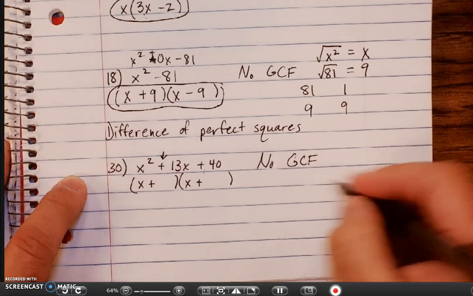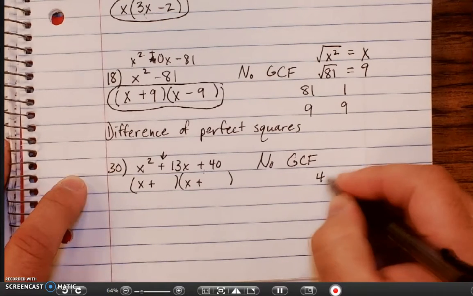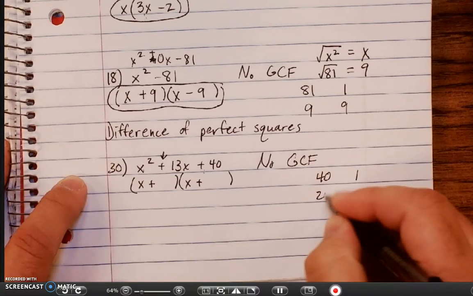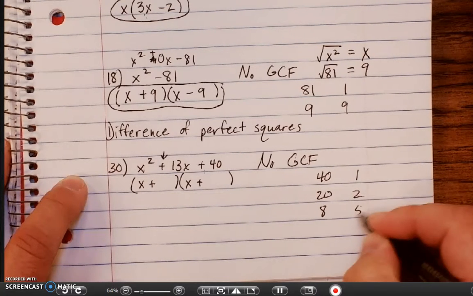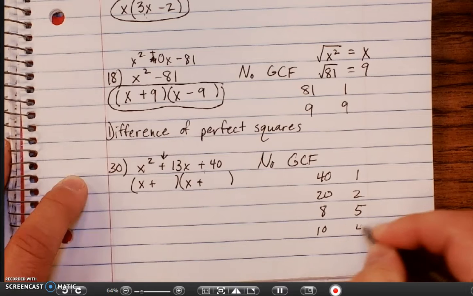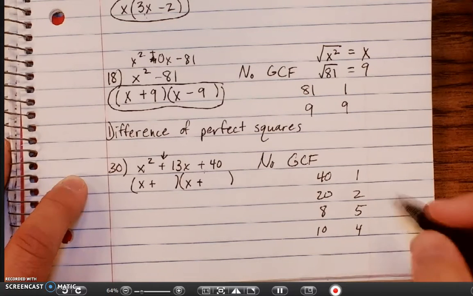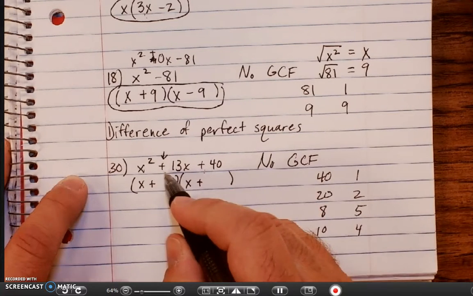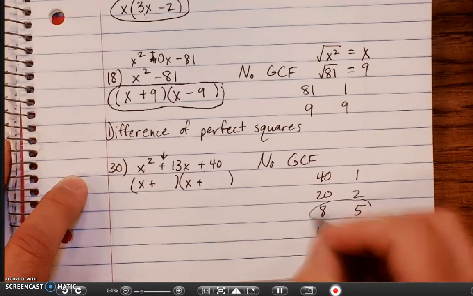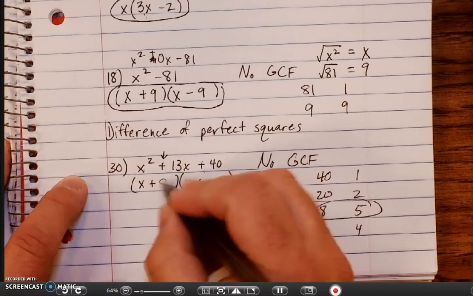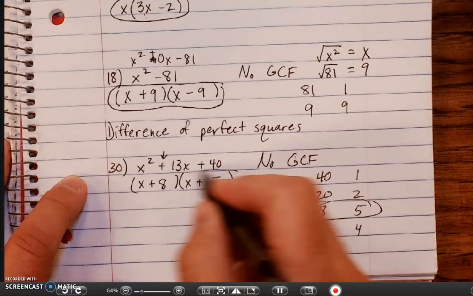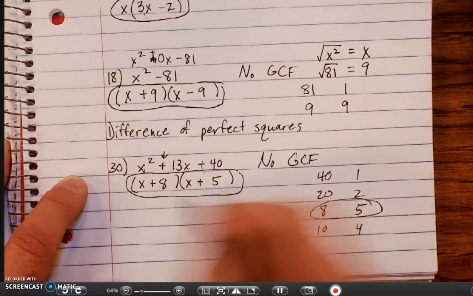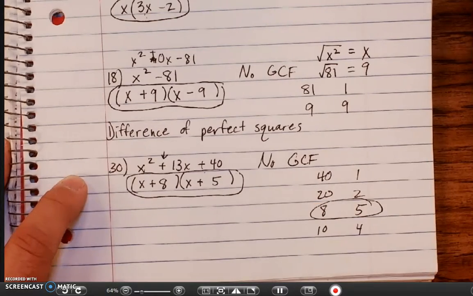But we need factors of 40. So 40 and 1, 20 and 2, let's see, 8 and 5, 10 and 4. I need something whose sum, right, whose sum is 13. Well, that's got to be this winning combination right here. Doesn't matter where you put them because they're both the same sign. So there we have it, plus our insides and outsides give us 13x.